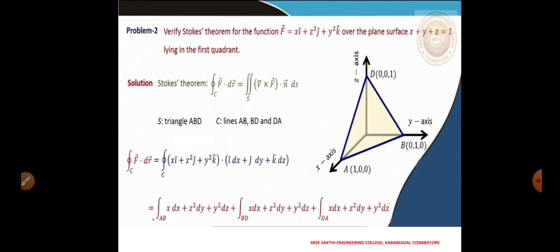Well, let us first compute F dot dr. F is given, and dr is i dx plus j dy plus k dz. Whenever we have a line, a direct component-wise setting works. So in this case we have AB, then BD, and then DA. We have the three integrals over the three lines, so we will consider each of them separately.